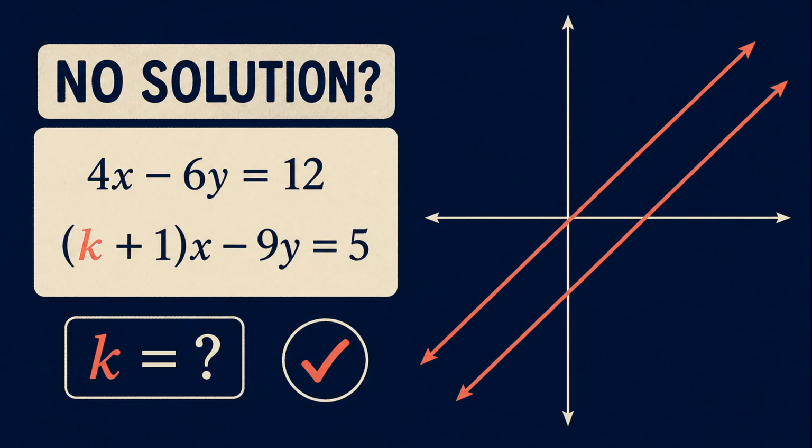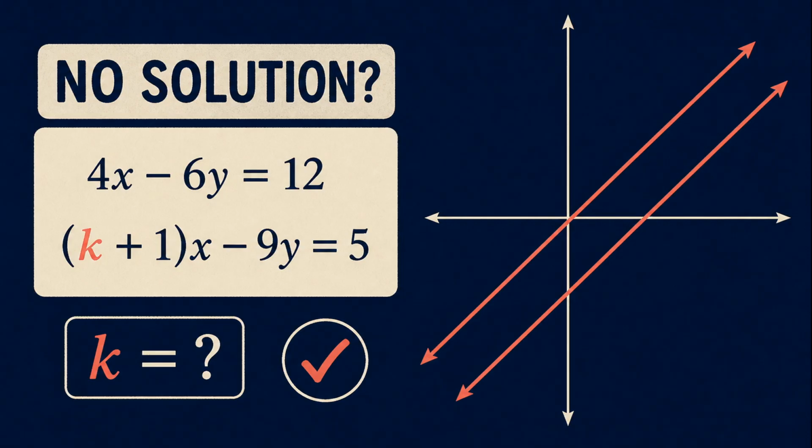Here is an original SAT-style question. The system below contains a constant, k. If the system has no solution, what is k? For x minus 6y equals 12, and (k plus 1)x minus 9y equals 5.